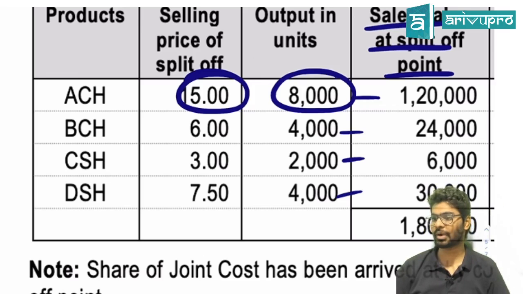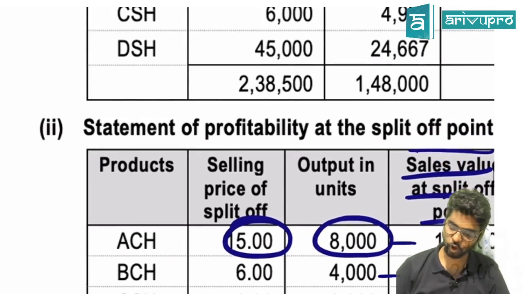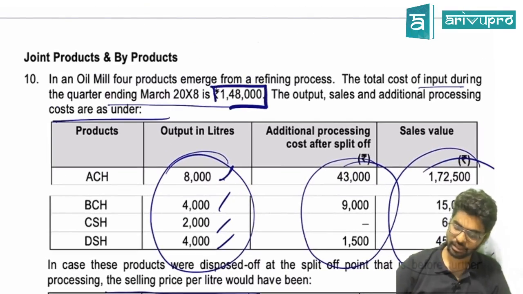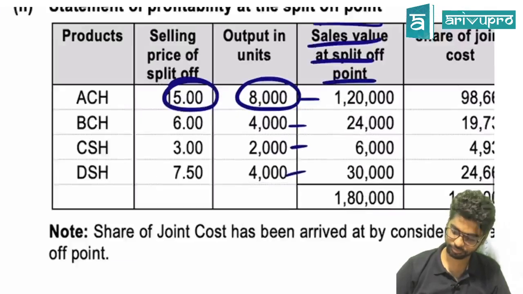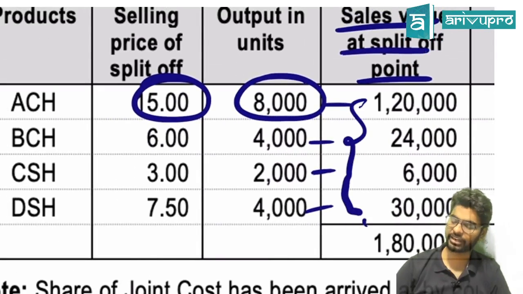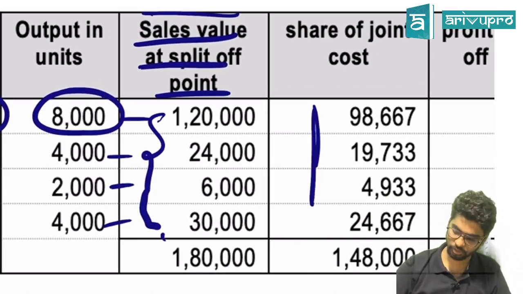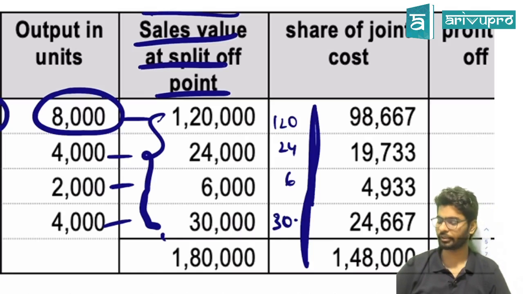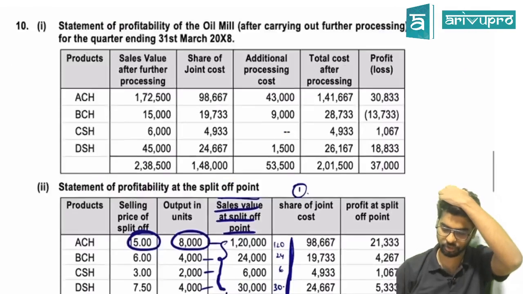Guys, I am doing the second part now. Are you guys clear? Now, once you get this one right, my joint cost, whatever is the joint cost, 1,48,000, I will divide it in this ratio. I will divide it in this ratio, that will come to this value. That is 120, 24, 6 and 30. Are you clear? First, I will do this. Now, let's come to the second one.